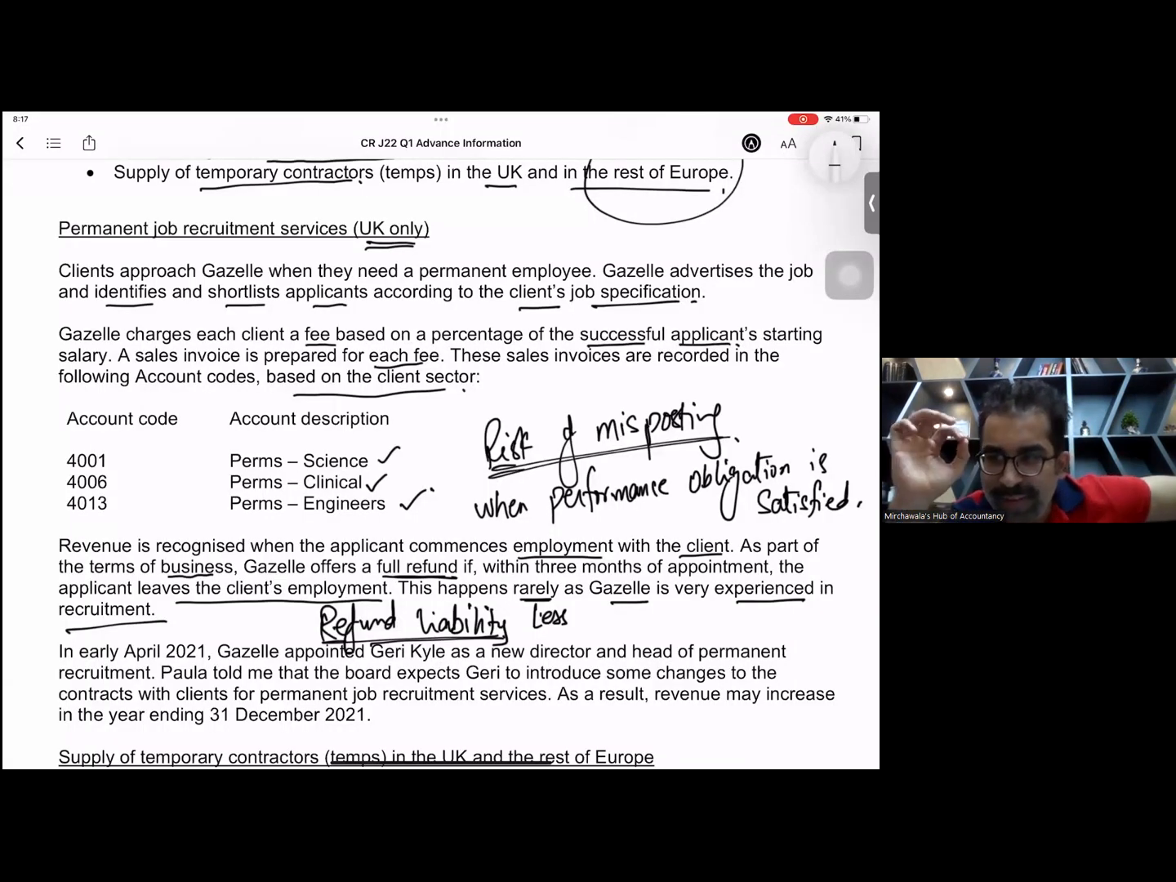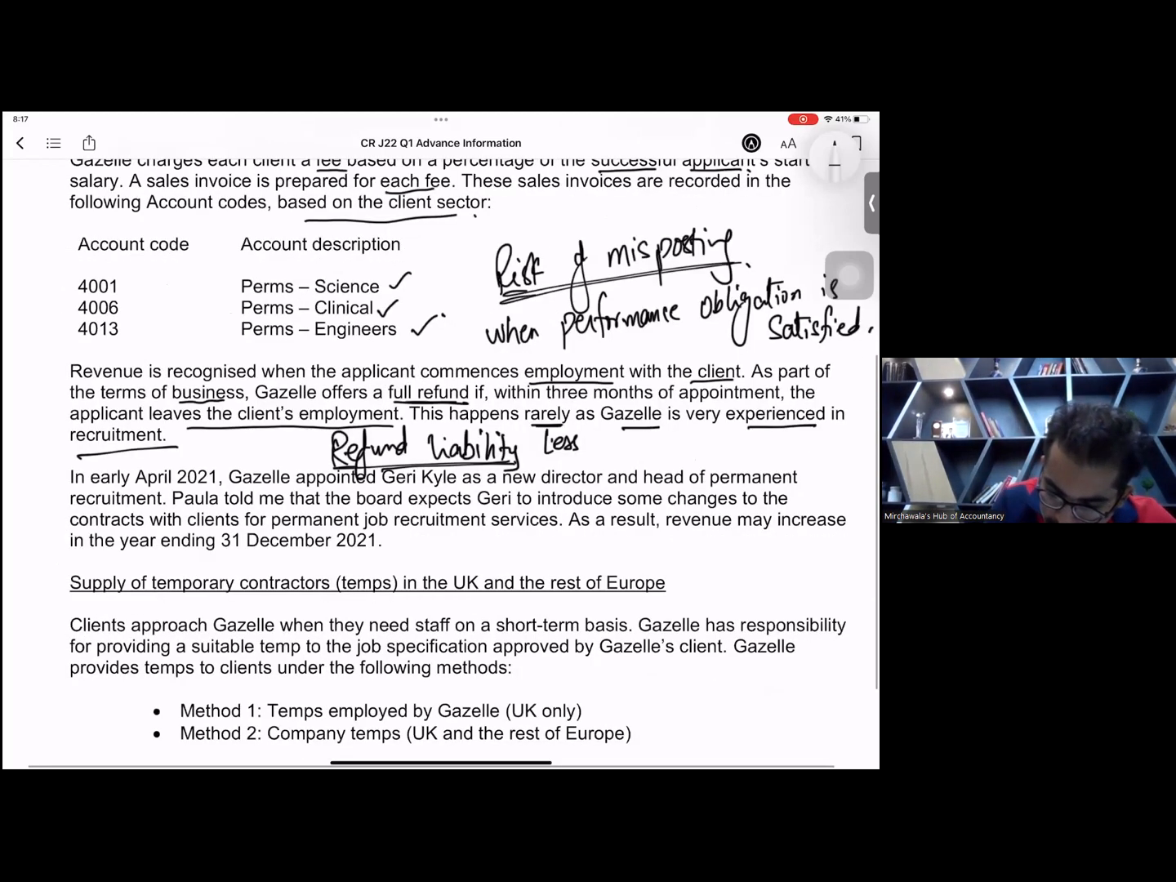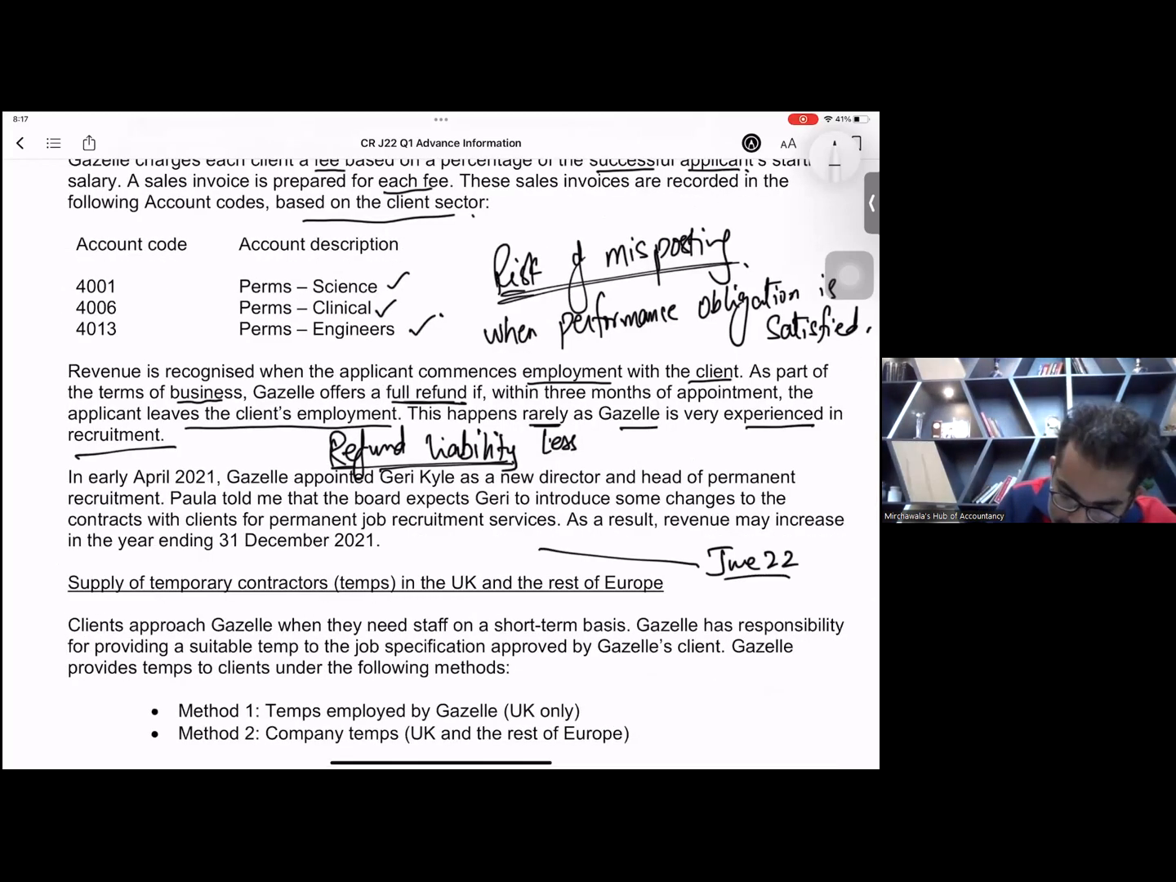Okay. Now one very interesting issue here. There is good news here that we are doing the audit in June 2022, and our year end is 31st December. We are auditing 31st December 21 and we are doing it in June 2022.